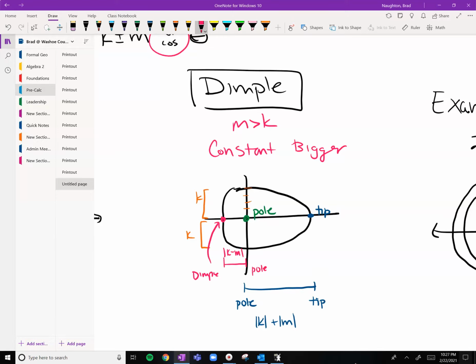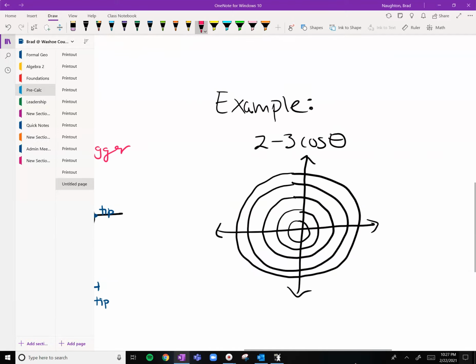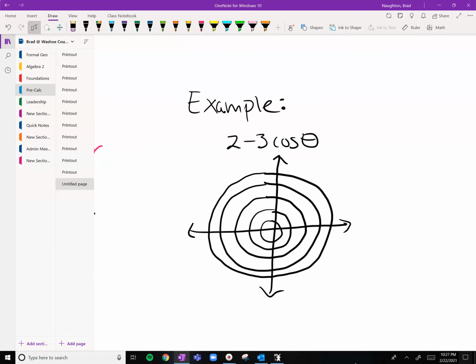Cool. So let's go ahead and take a look at a quick example here. This is the example we changed, so now we can actually see what's going on. Here our trig is bigger, and I had to change it because I realized that looks familiar, because we just did it. So in this case, my friends, we can see that our constant is bigger. If our constant is bigger, that's going to be a dimple.